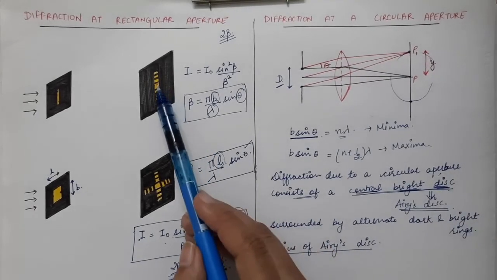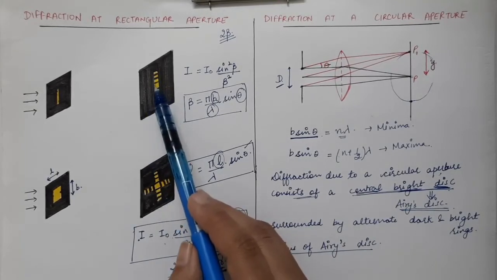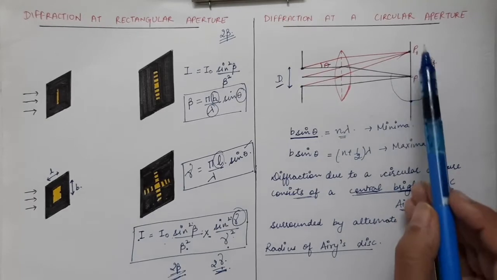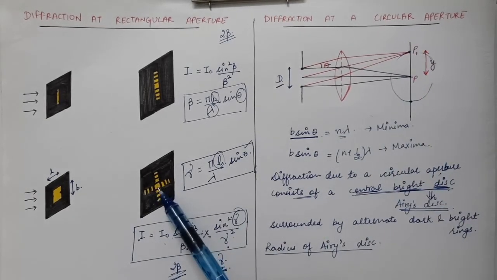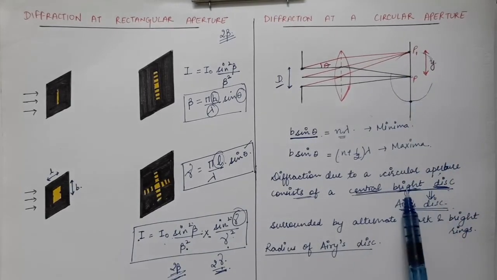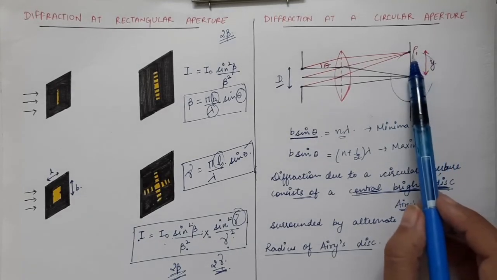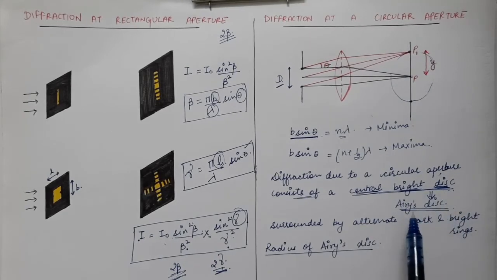As in the previous case, we got a central maximum, and on either side of the central maximum we obtain dark and bright patches, and similar is the case for rectangular aperture. In the case of circular aperture, we obtain a central disk which is bright, that is, it has maximum intensity. So we obtain the first maximum which is circular in shape, in the form of a disk. That is called Airy's disk.